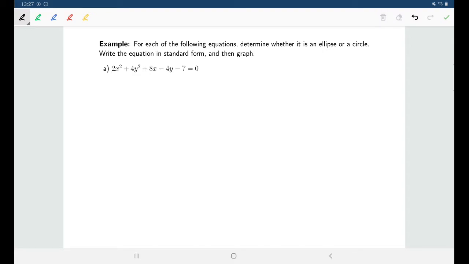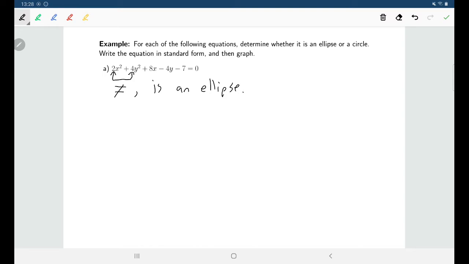So for this, I'm going to start off by first noticing that the coefficients for the x squared and the y squared terms are not equal to each other. So that means that this will not be the graph of a circle. This will be the graph of an ellipse that we'll be creating. So these are not equal, which means that it is an ellipse. Okay, so that's our first thing that we'll need to do.